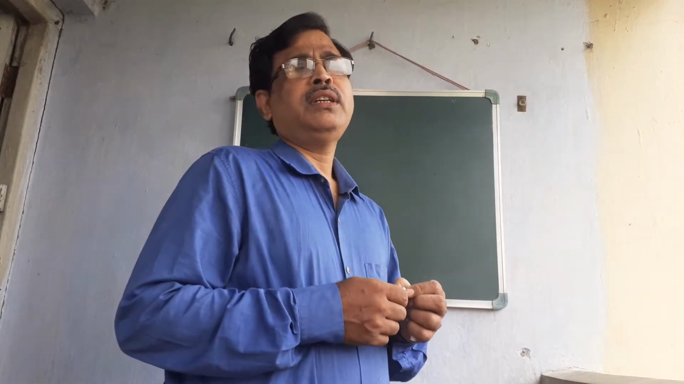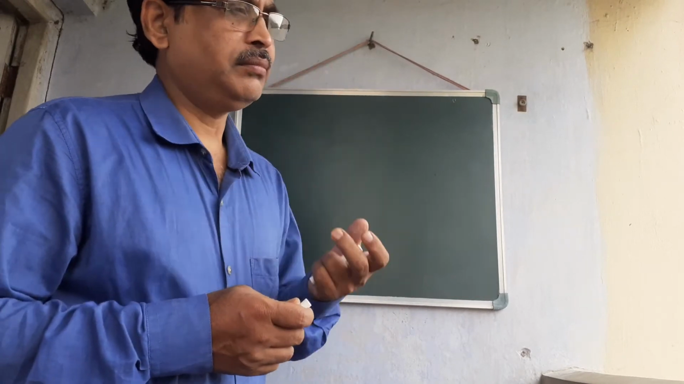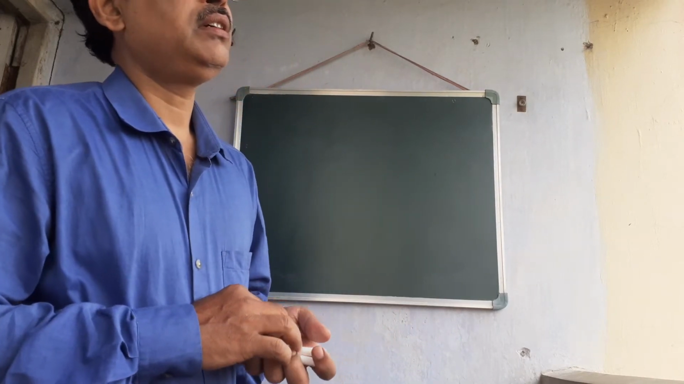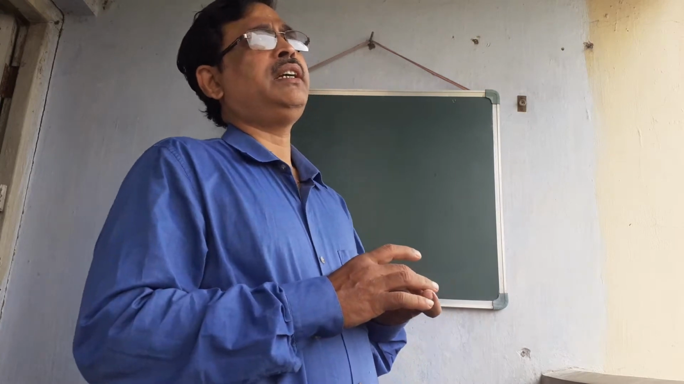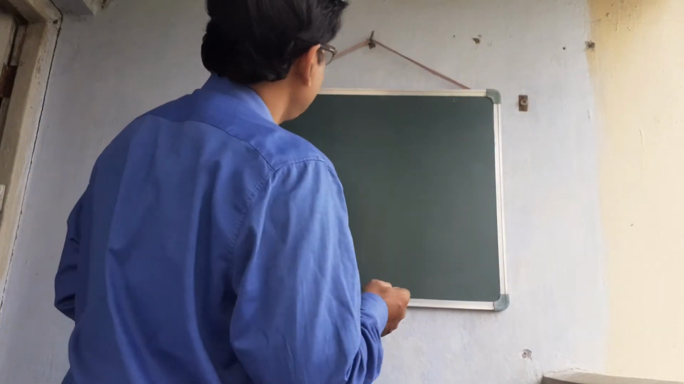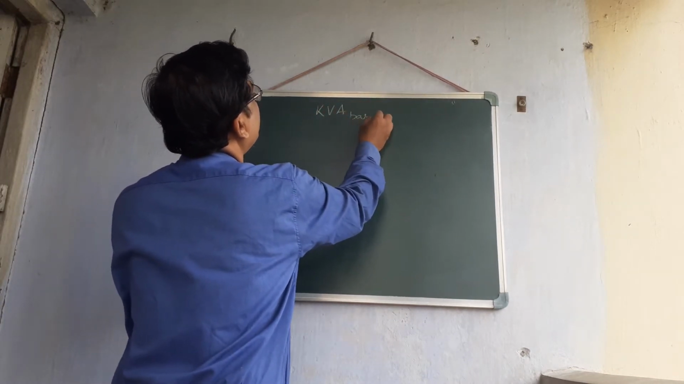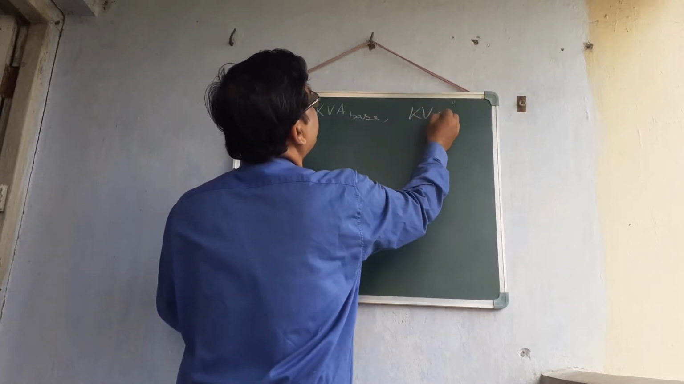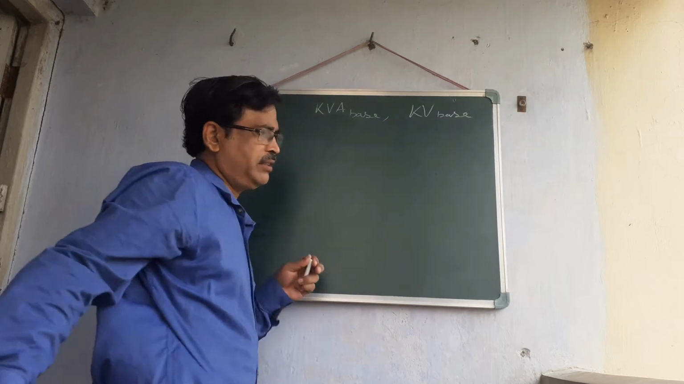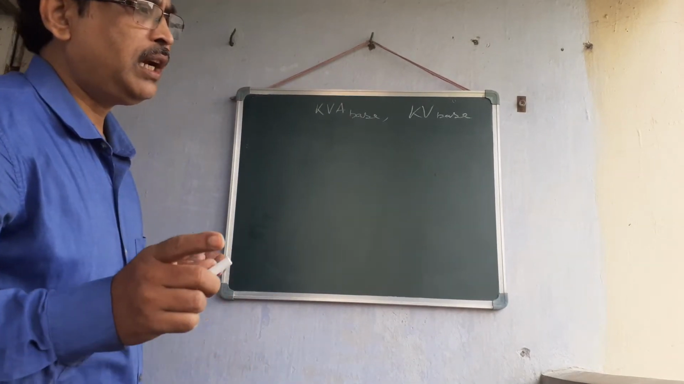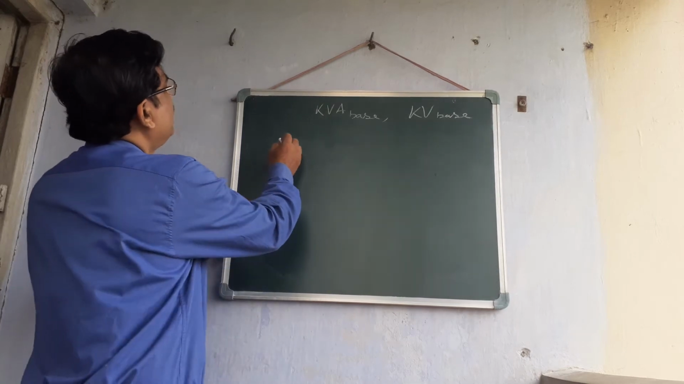Okay, in our previous video lectures we have seen the various base quantities, and from that we already learned that two quantities we should assume and other two quantities will be derived. We will take two quantities, that is KVA base and KV base, and from that we should derive the other two quantities. What are those?